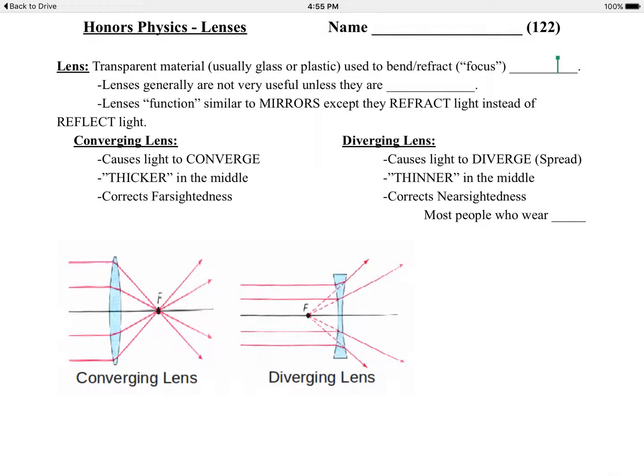Lenses and how they work. A lens is essentially a transparent material, usually glass or plastic, used to bend, refract, and focus light.